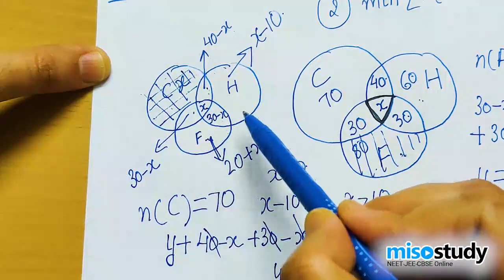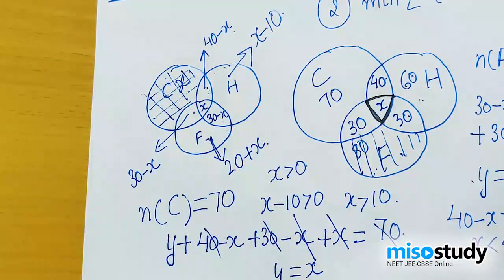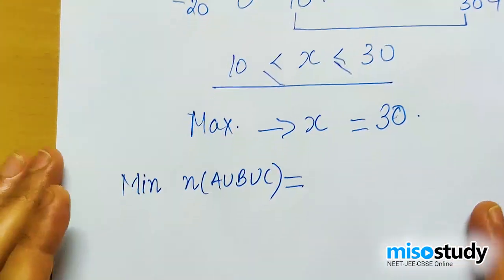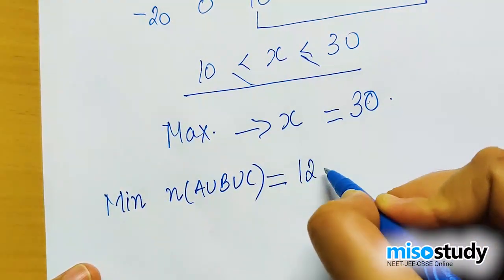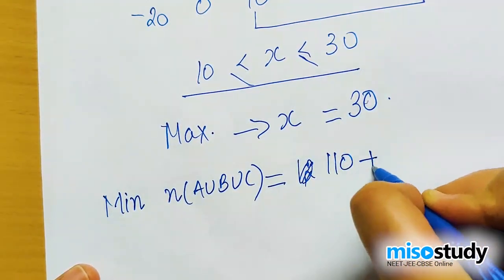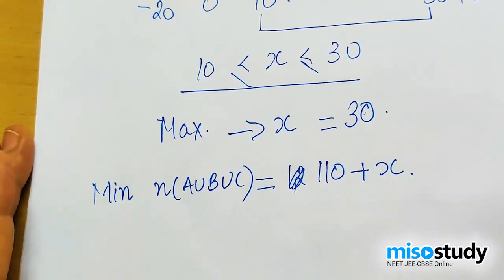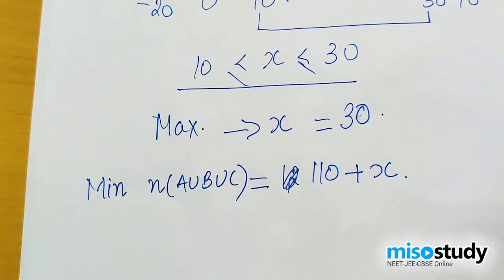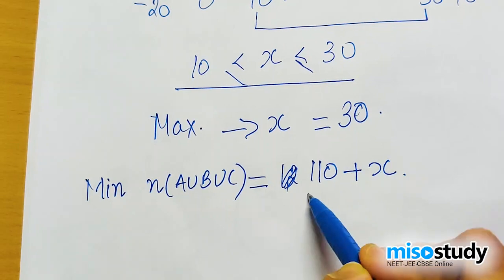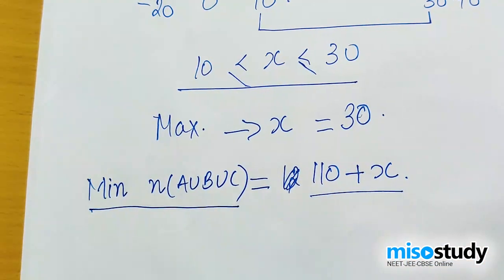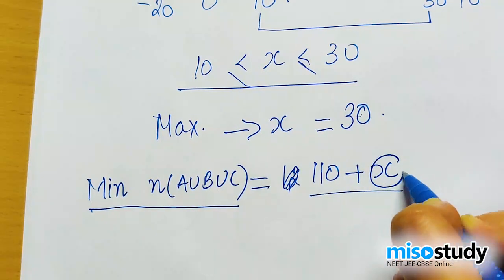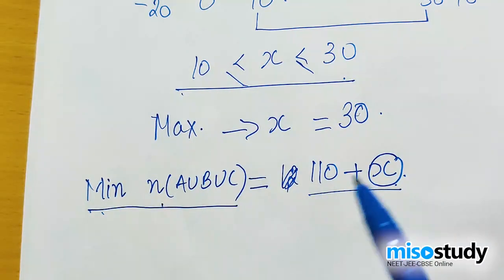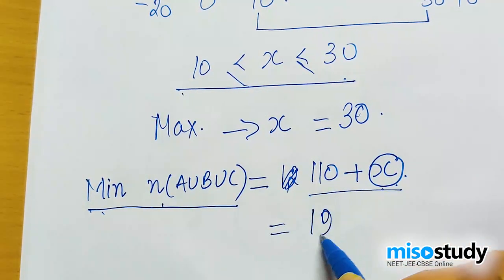On adding them all, if you apply a normal formula, you will in the end get n of A union B union C is 110 plus x after solving it, by applying a normal formula or by any other method which you feel is fine, because you have everything in detail. So 110 plus x. Now since you need the minimum of A union B union C, that means you have to add the minimum of this x, because x has a range that x is from 10 to 30, but since we need the minimum of this, we will add the minimum of x, so that would be 120.